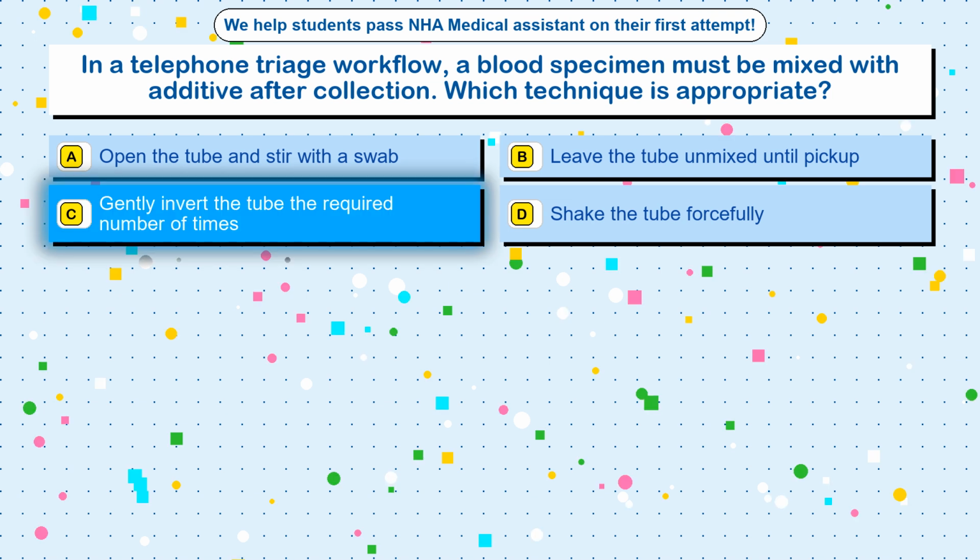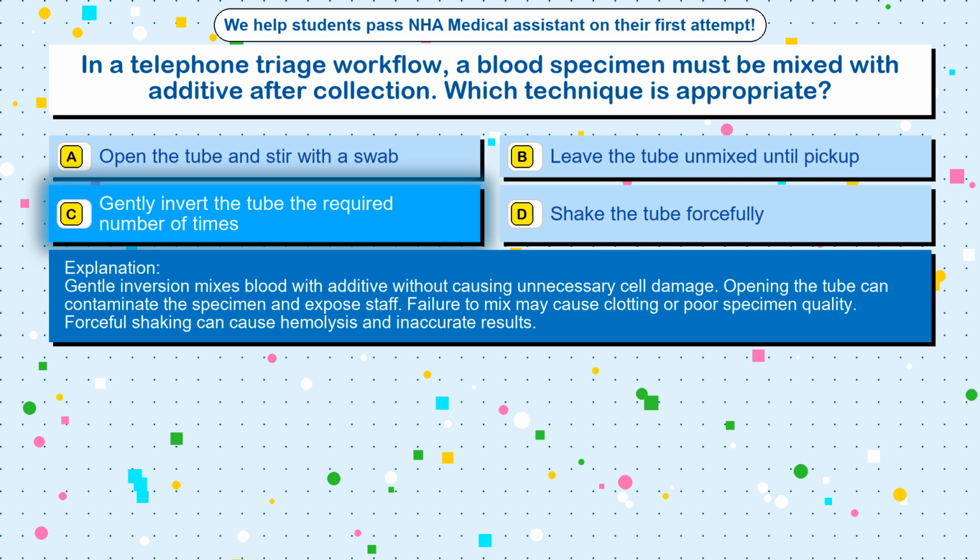The correct answer is option C, gently invert the tube the required number of times. Gentle inversion mixes blood with additive without causing unnecessary cell damage. Opening the tube can contaminate the specimen and expose staff. Failure to mix may cause clotting or poor specimen quality. Forceful shaking can cause hemolysis and inaccurate results.